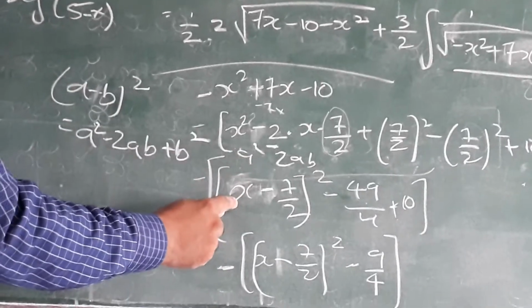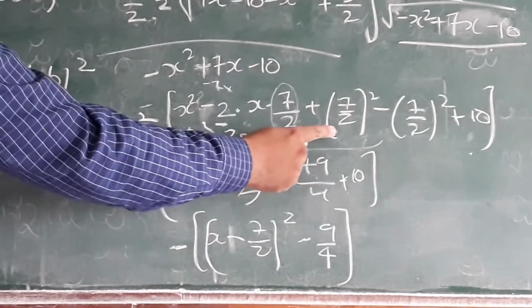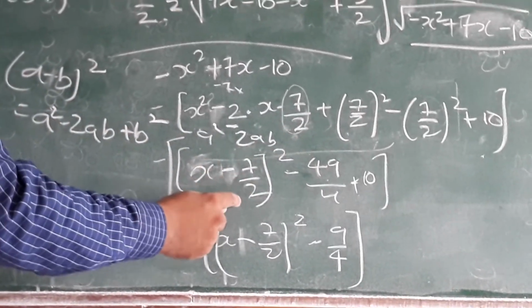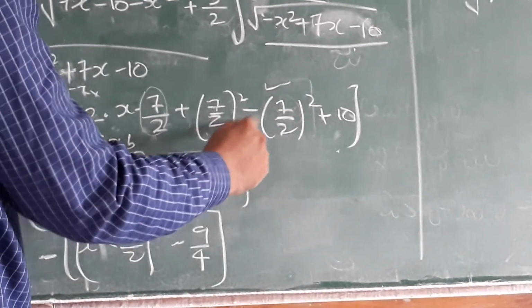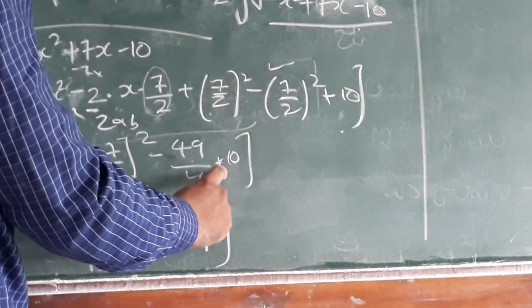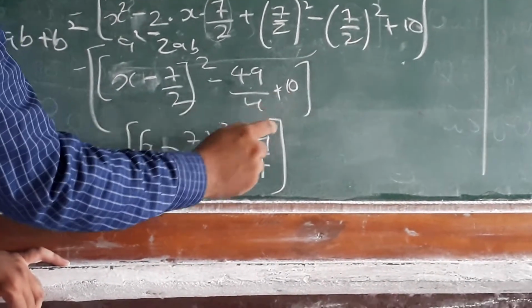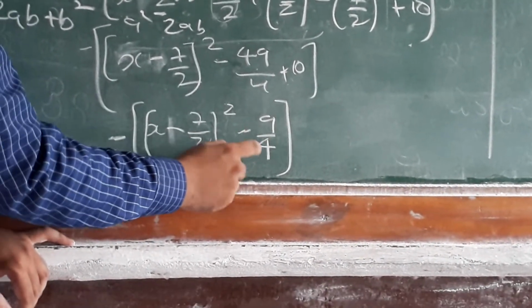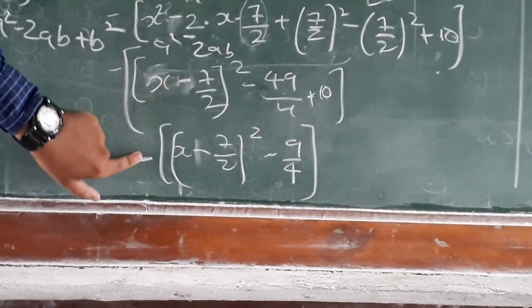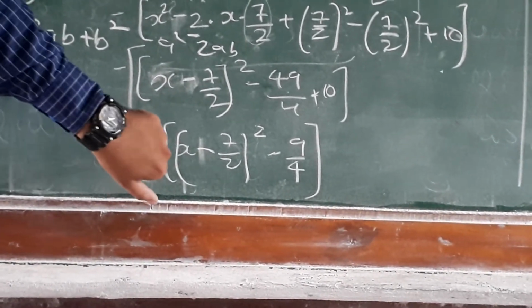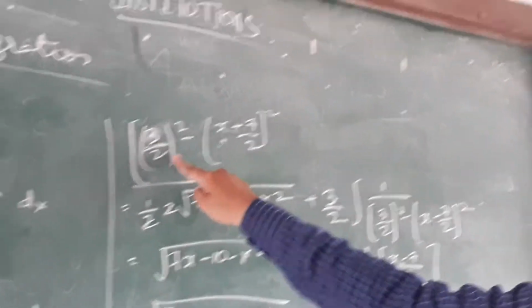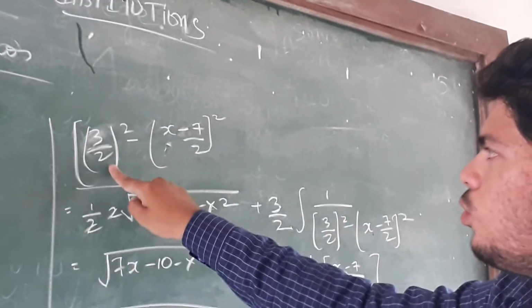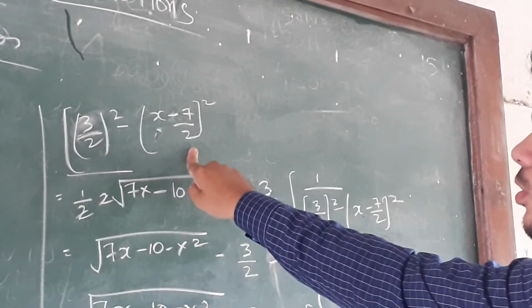The a value is x and the b value is 7 by 2. So x minus 7 by 2 whole square, minus what remained here? 7 by 2 whole square, that is the minus. 7 sevens are 49 by 4, plus 10, just solving: 40 minus 49 is minus 9, so minus 9 by 4. As it is negative here, the negative applies to all. If we send the minus symbol inside, the positive value becomes negative, and we get 3 by 2 whole square minus x minus 7 by 2 whole square.